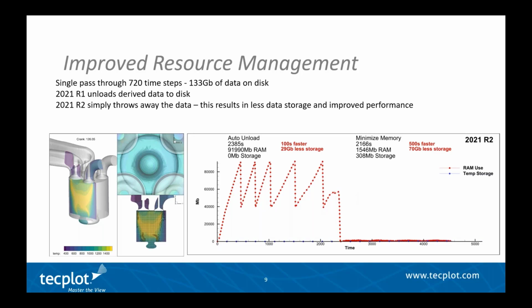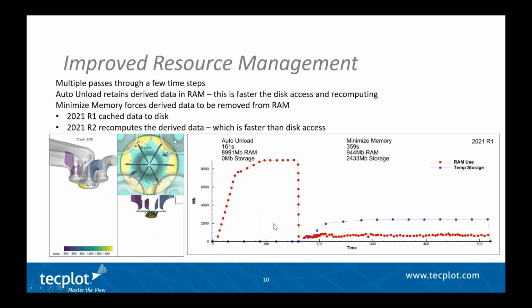Okay, but there's an advantage to storing the data in RAM. And that advantage is if you're doing an interactive session and you're going back and forth between multiple time steps. So in this test, we used, again, the same converged data, and we passed forward through time and then backward through time and then forward in time and backward in time. So we're accessing that data multiple times.